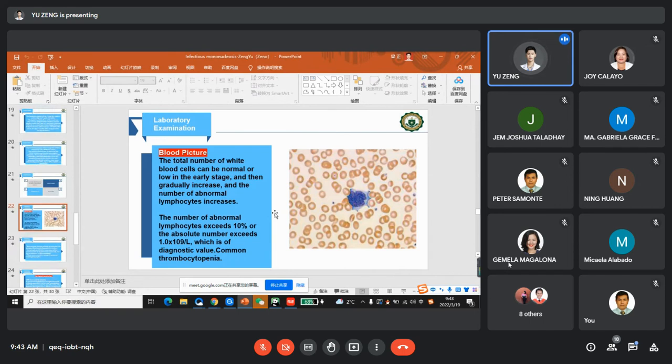The total number of white blood cells can be normal or low in the early stage, and then it gradually increases, and the number of abnormal lymphocytes increases. The number of abnormal lymphocytes exceeding 10%, or the absolute number exceeding 10^9 per liter, is of diagnostic value.